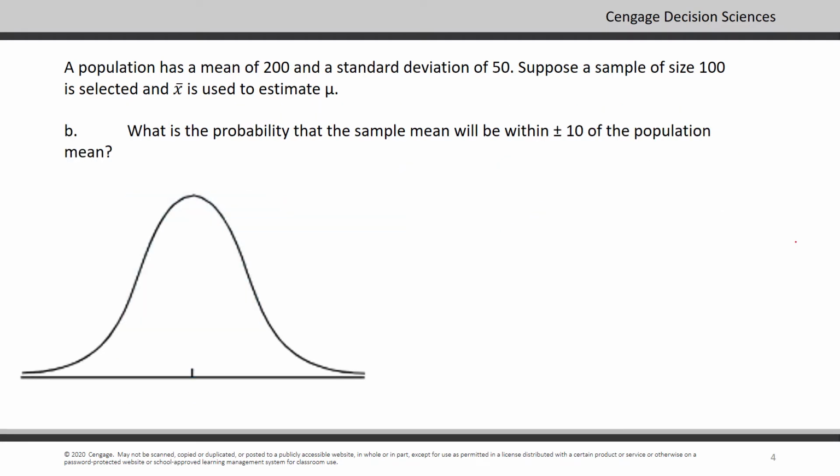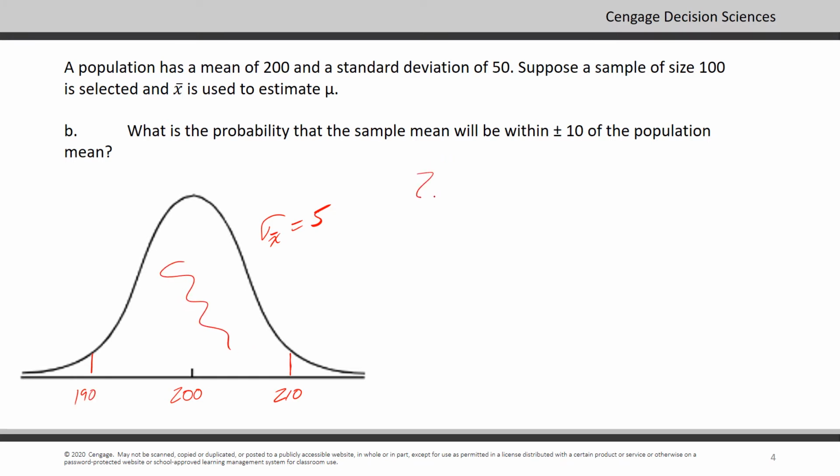Now I'm going to do this problem again, but now I want to know the probability the sample mean will be within plus or minus 10 of the population mean. So again, looking at my sampling distribution, it has a mean of 200. It has a standard error equal to 5. And now I've got out here 210, and back here 190, and I want to know the area in between those two values.